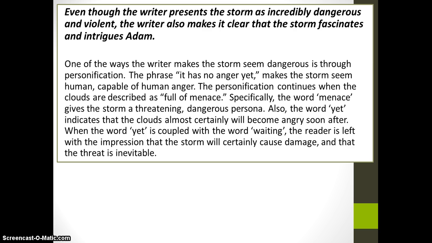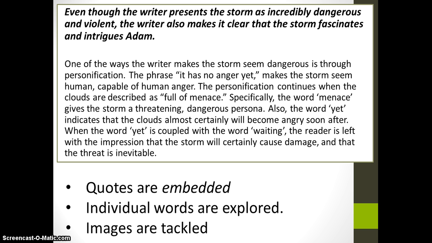When the word yet is coupled with the word waiting, the reader is left with the impression that the storm will certainly cause damage and that the threat is inevitable. Again, I've tried to explore the individual words there, and I'm showing my overview is correct. I'm talking about danger and how it is a danger that is inevitable, and that the personification makes it sound dangerous. I'm talking about individual words. I'm tackling those images, and finally, I think you can notice that my quotes are embedded.